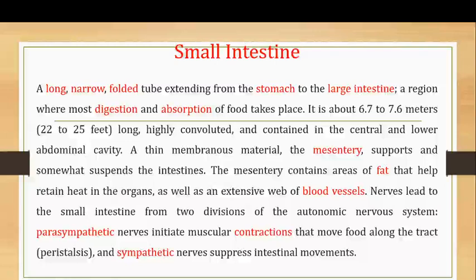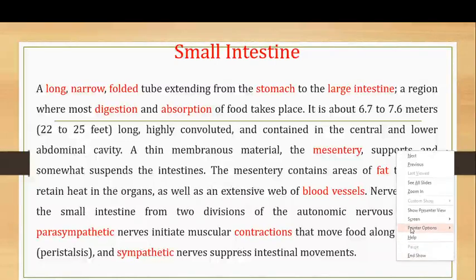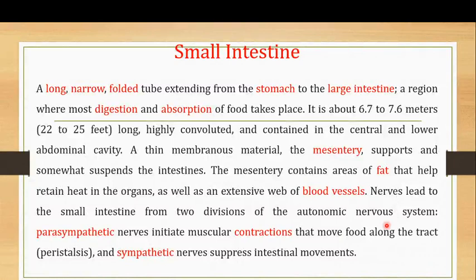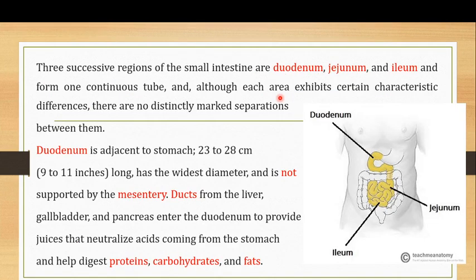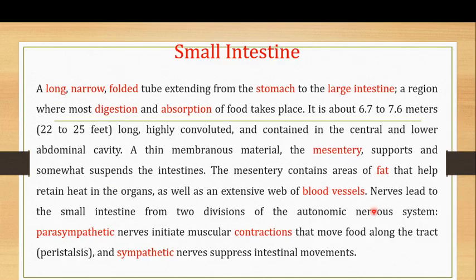And this is yet another video in the series of videos on the human digestive system. And in this video I want to focus on the small intestine and its function in the process of digestion. Now the small intestine is a long, narrow and folded tube that extends from the stomach to the large intestine. As you can see over here, it starts from the stomach and it moves all the way along towards the large intestine. Now the small intestine is the region of the digestive tract where most of the digestion and the absorption of the food take place.